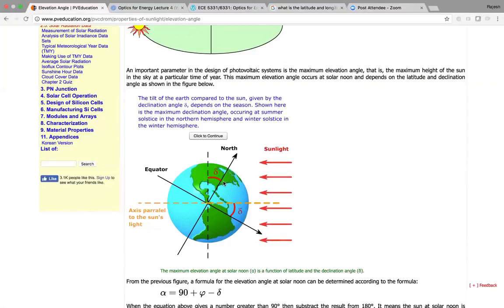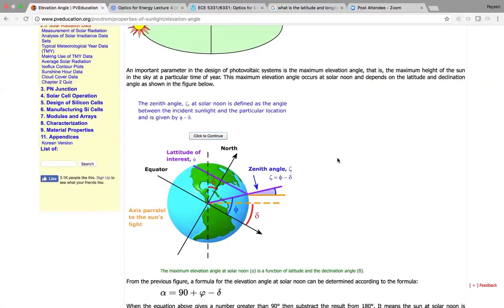This rotates back and forth. In the winter, of course, this goes this way, in the summer it goes this way, and so on and so forth. It's the same angle here, where this orange dashed line shows the axis parallel to the sun's rays. So the tilt of the Earth compared to the sun is given by the declination angle. It depends on the season. Shown here is the maximum declination angle occurring at summer solstice in the northern hemisphere and winter solstice in the southern hemisphere. So there's a typo right there.